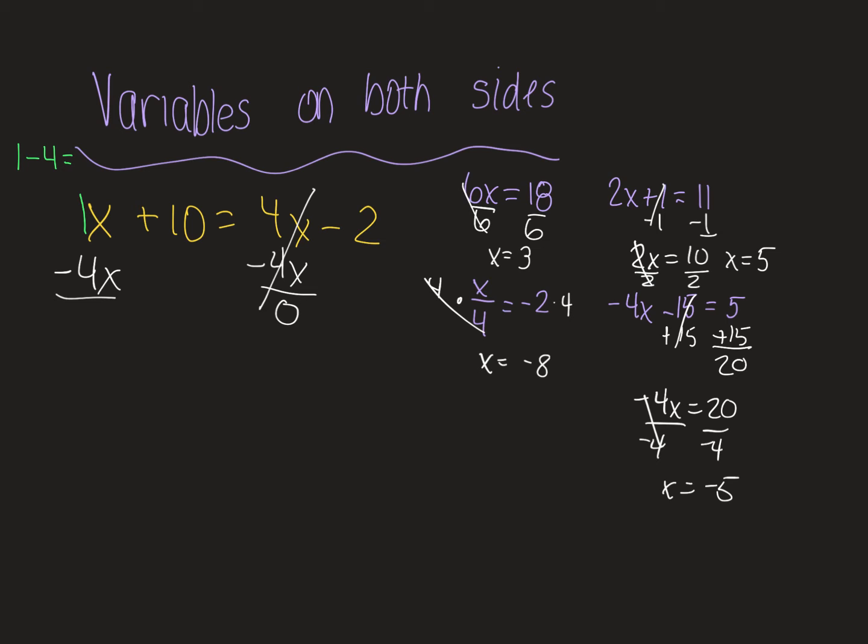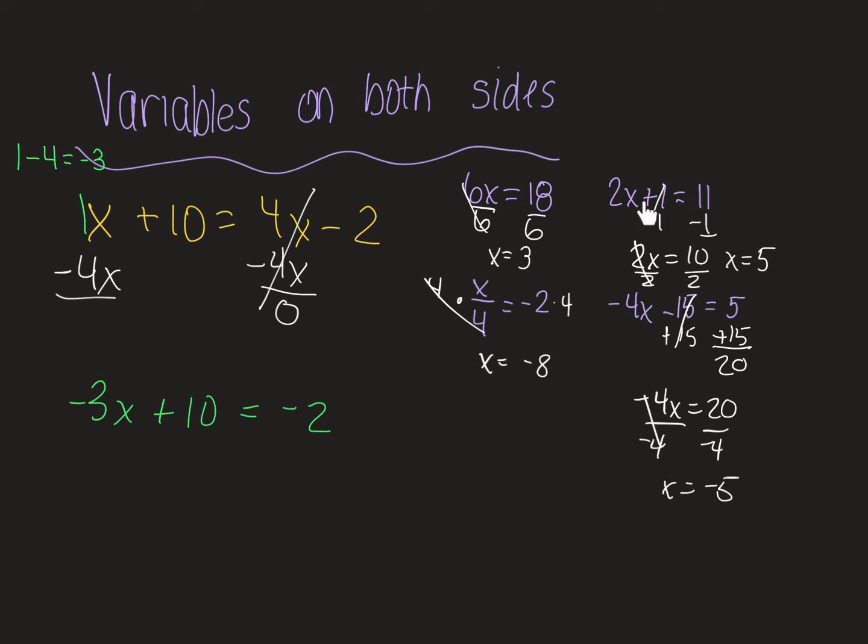1 minus 4 is a negative 3. So now I've got negative 3x plus 10 equals negative 2. This turned into this. This didn't change. This went away. This is still there. The minus sign didn't go away, so we've got to make it a negative 2. We've got to keep it right there.